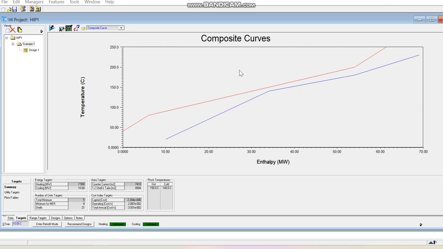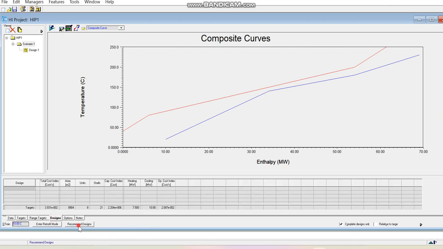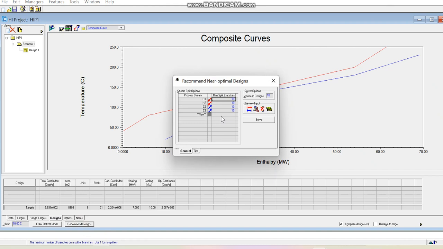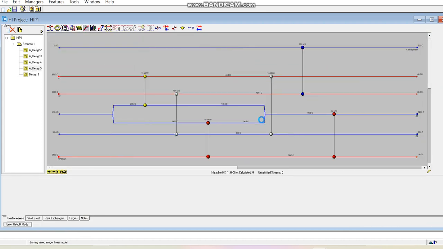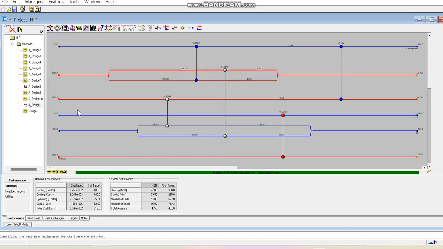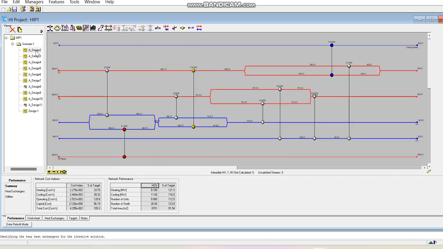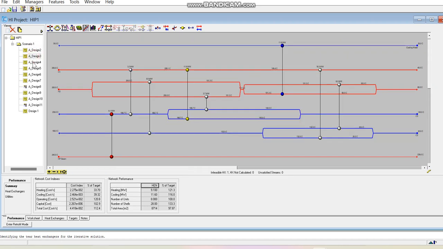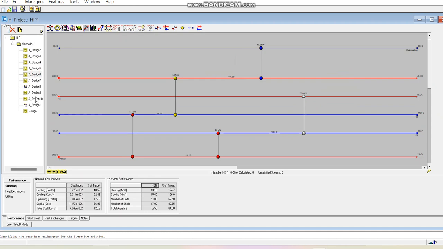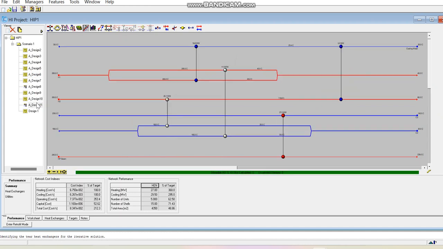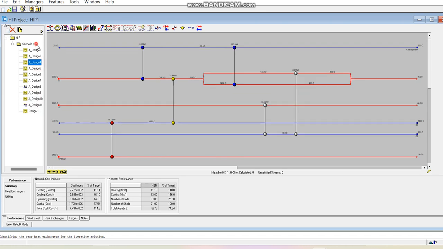Okay, now we are going to design the heat exchanger network. For that, go to the design and click on the recommended design and click on solve. So these are the designs recommended by the ASPEN energy analyzer. It has recommended almost around 10 designs. Okay, so these are the recommended designs.